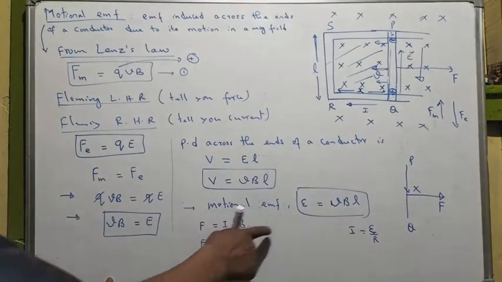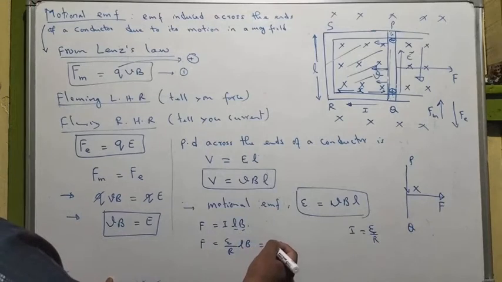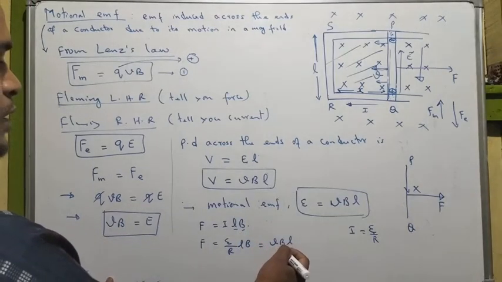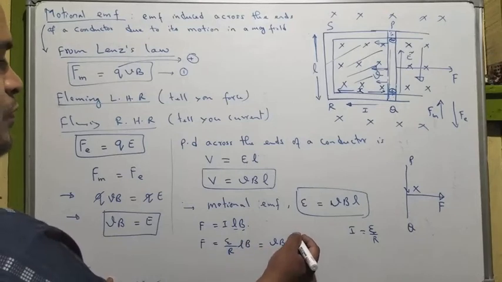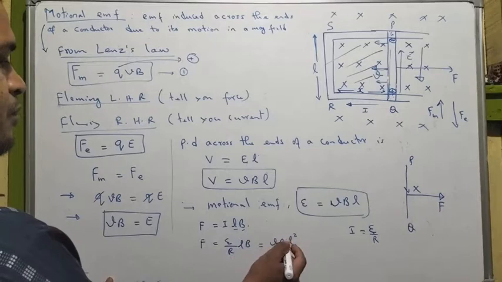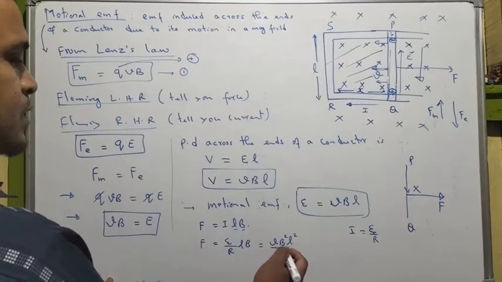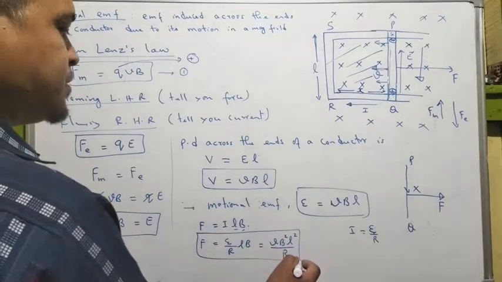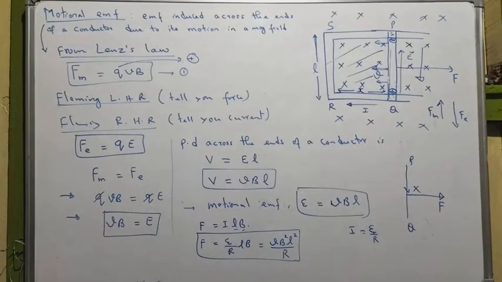But how much is e? Your motional EMF is V B L. So this L becomes L square, and this B with this B becomes B square, and then upon R. So this is another expression of the magnetic force which is experienced by the conductor carrying current. Okay, all right.